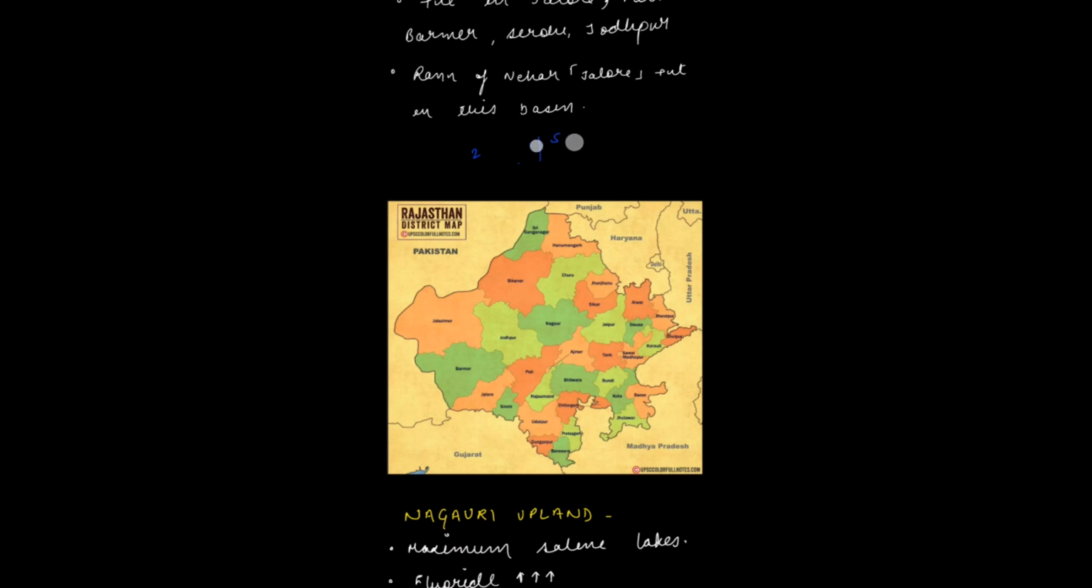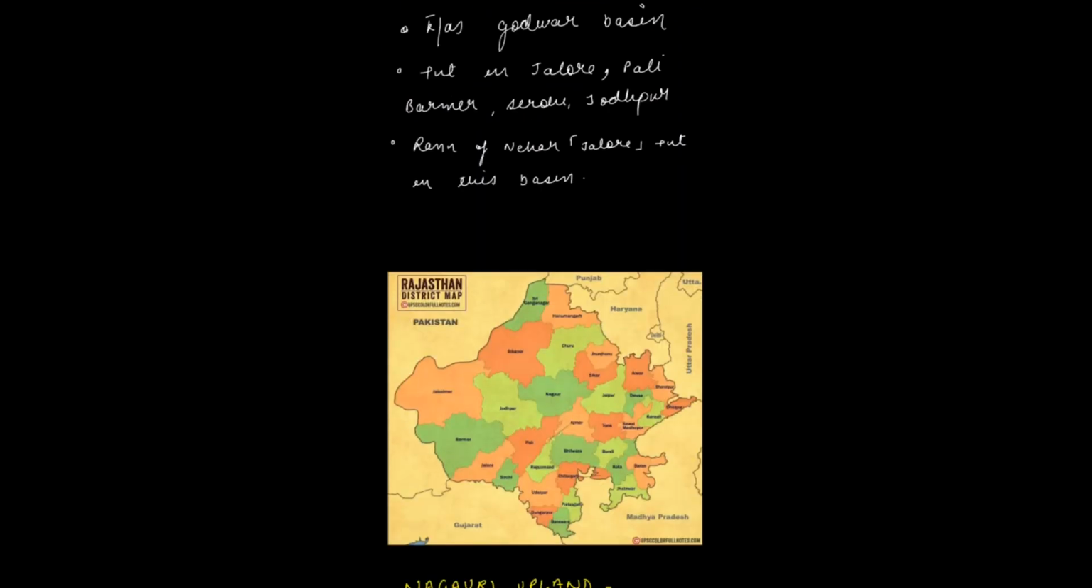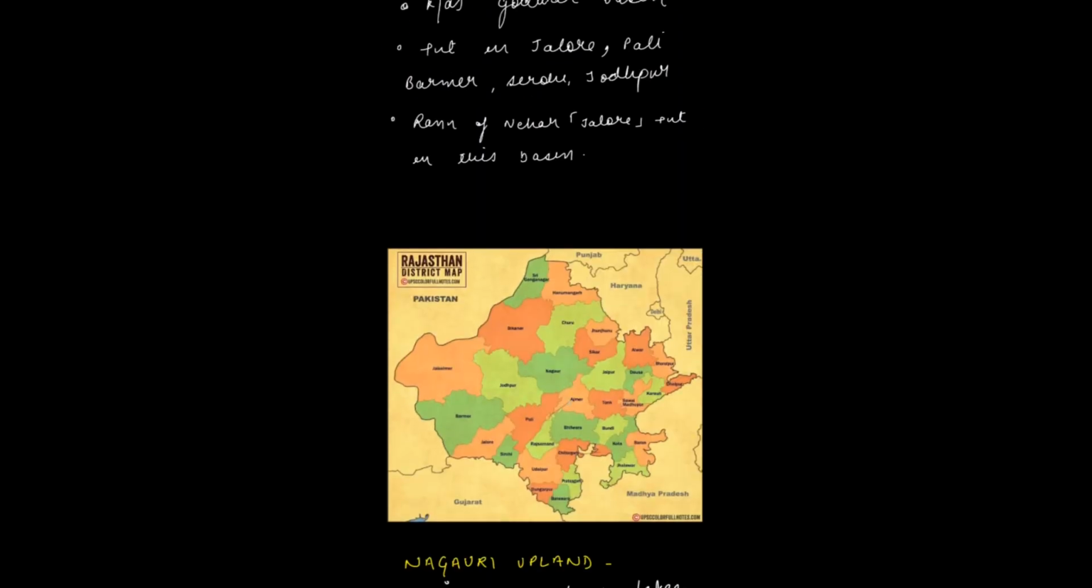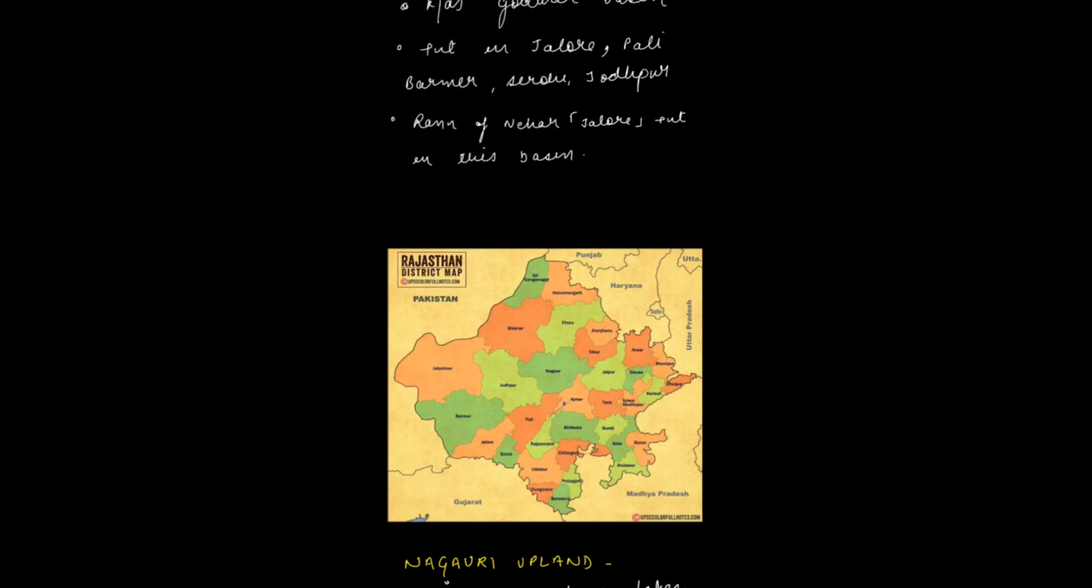So now let's start. Let's talk about the Luni Basin. Luni arises from Ajmer. It covers Pali, it covers Jodhpur, it covers Badmer, Jalore, Sirohi, then it falls into Gulf of Cambay. So this is the catchment area of river Luni.